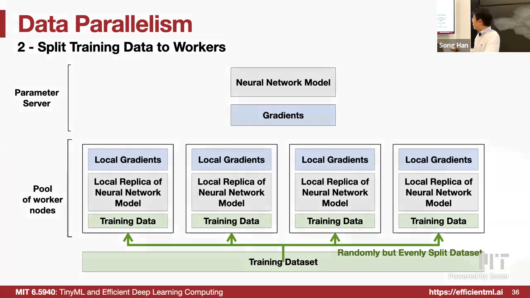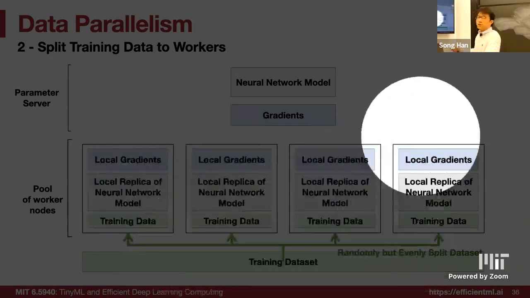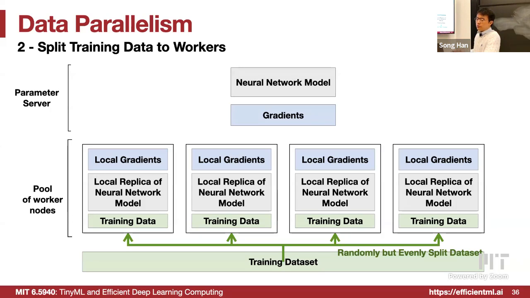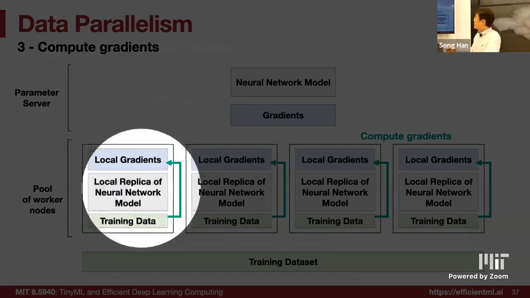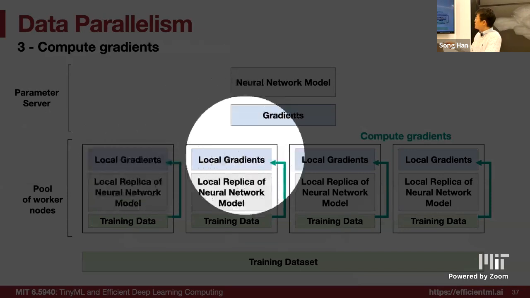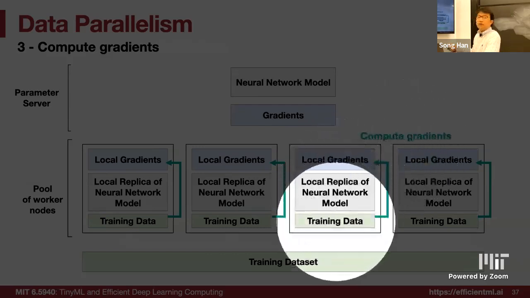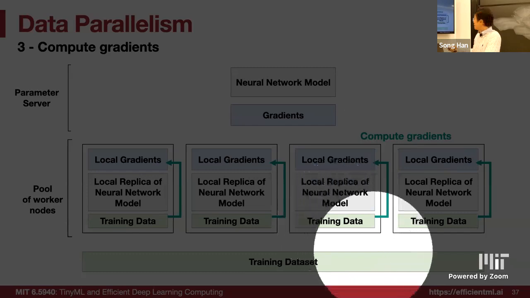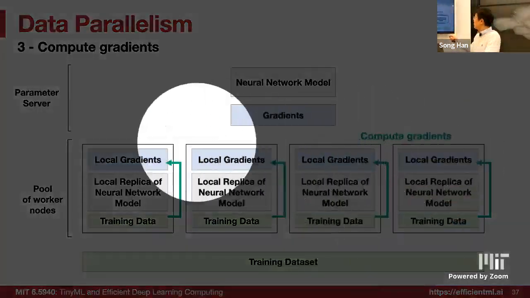And then it will also split the data set randomly but evenly across 4 workers. And we have the weight, we have the data, then each worker will calculate the local gradient on that piece of training data over that local replica of the model. So the question is, are the 4 local gradients the same? No, they are not the same because they're using the same model, but they're using different pieces of training data, which is randomly split. Okay, so they each have a copy of local gradients.